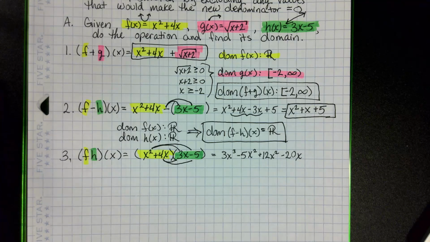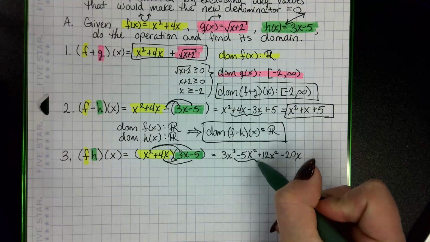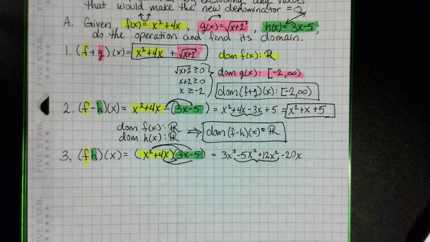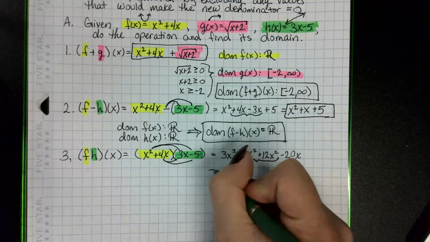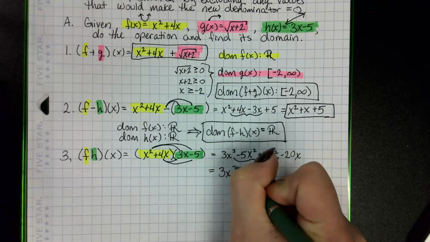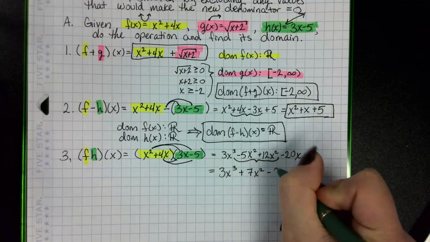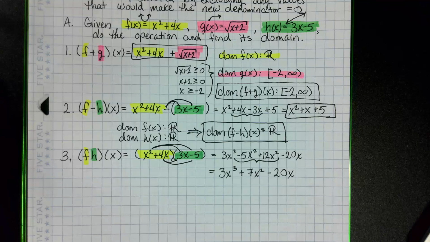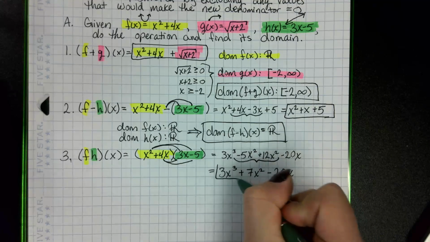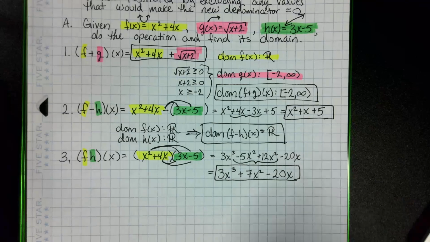When I FOIL, I end up with like terms in the middle. So I have negative 5x squared plus 12x squared is positive 7x squared. So this is 3x to the third plus 7x squared minus 20x. That is my f times h of x.